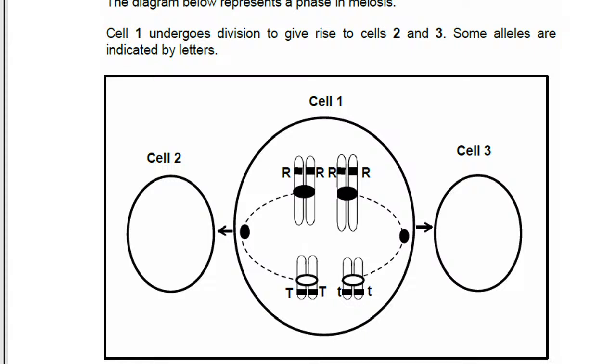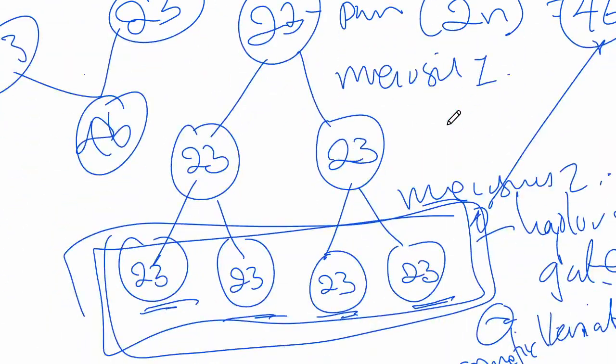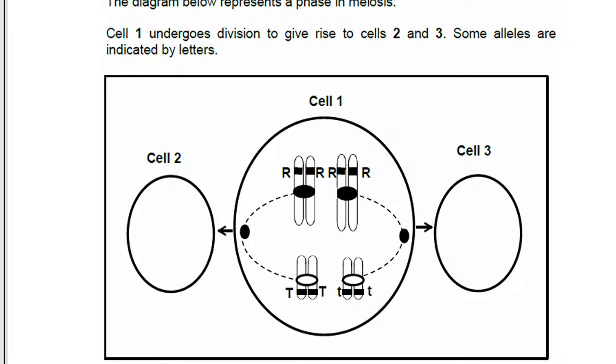You first ask yourself, you go back. How many chromosomes does a human cell have? 46. Okay. How many chromosomes do you have here? 4. 1, 2, 3, 4. So it does not belong to a human cell because it has 4 chromosomes.